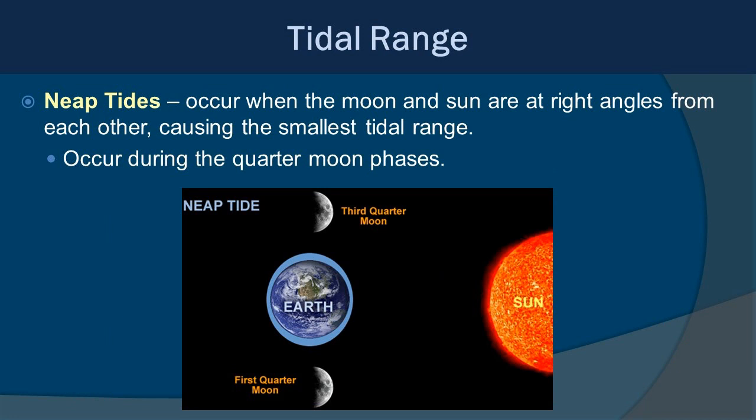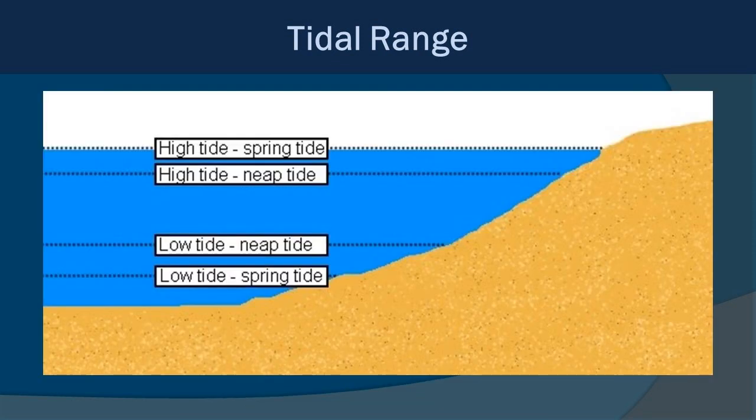Now, the opposite of this is the neap tides. This occurs when the moon, the sun, and the earth are at right angles to each other. In this scenario, the moon and the sun are going to be pulling at different angles. Thus, you are not going to have as wide of a tidal range. Your high tides are going to be less, and your low tides are going to be a little higher. So they're not going to be as different. This, of course, happens in the first quarter and the third quarter of the moon phases.